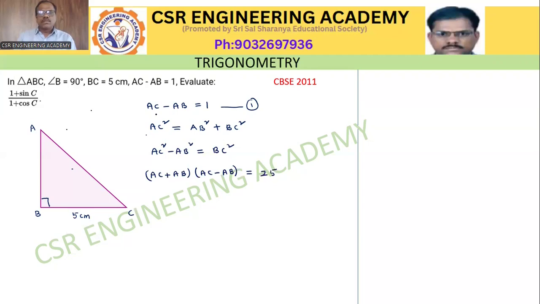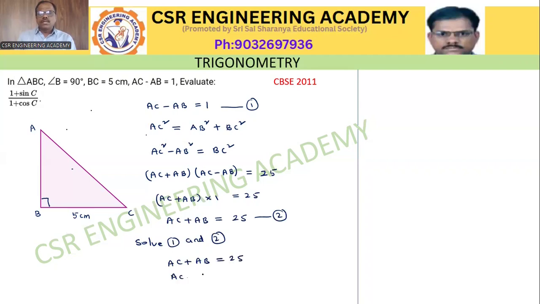From equation 1, AC minus AB is equal to 1. So (AC plus AB) into 1 is equal to 25. AC plus AB is equal to 25, equation 2. Solve 1 and 2.